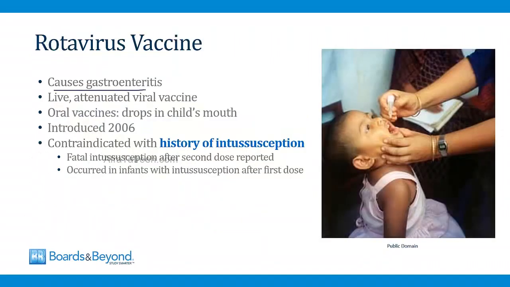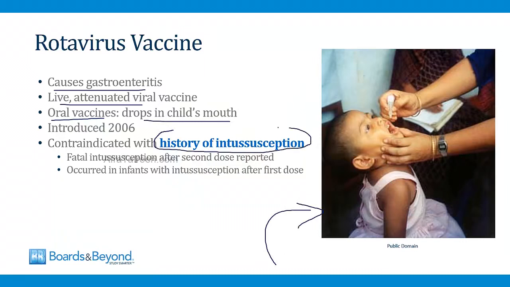Rotavirus causes gastroenteritis, which in some cases can be severe and life-threatening. The rotavirus vaccine is a live attenuated viral vaccine. In 2006, oral versions of this vaccine were developed, which are given as drops in a child's mouth, like what's shown on the screen here. There's one special contraindication to the rotavirus vaccine, and that's a history of intussusception. Intussusception is a rare disorder in children. It's a cause of bowel obstruction, and I talk about it in more detail in videos in the GI section.